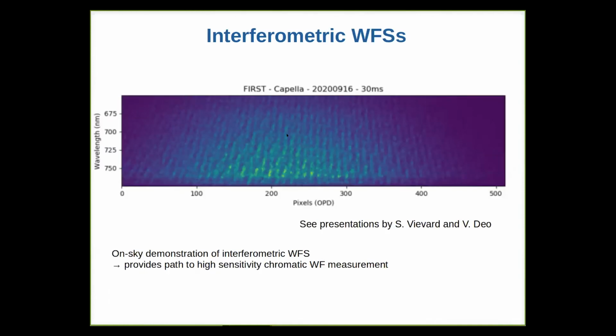I'm going to finish by mentioning that I think probably the most promising direction is interferometric wavefront sensing. We heard about it from Sébastien Vievard and Vincent Deo and others. This is an example of an on-sky interferometric wavefront sensor measurement in the visible. And you can see fringes that encode both the wavefront and actual information about the source, dispersed as a function of wavelength. And there are several ways to realize interferometric wavefront sensing.